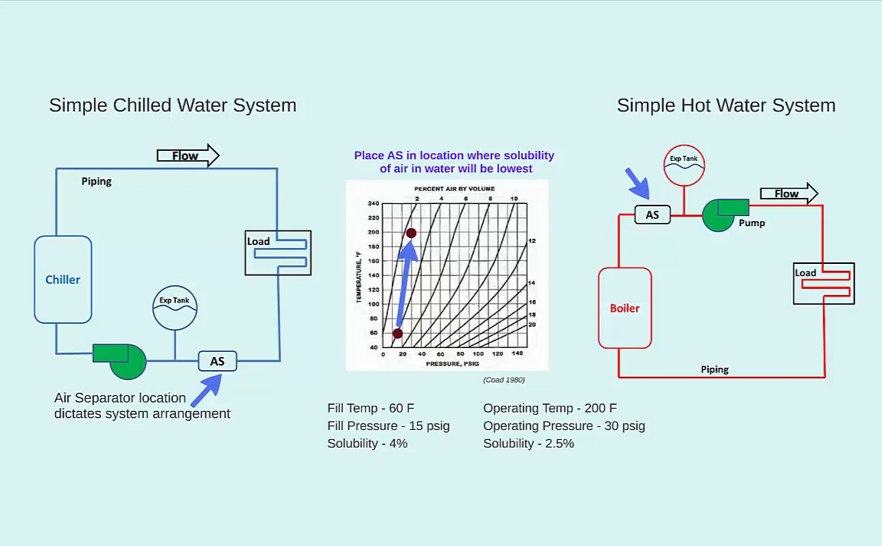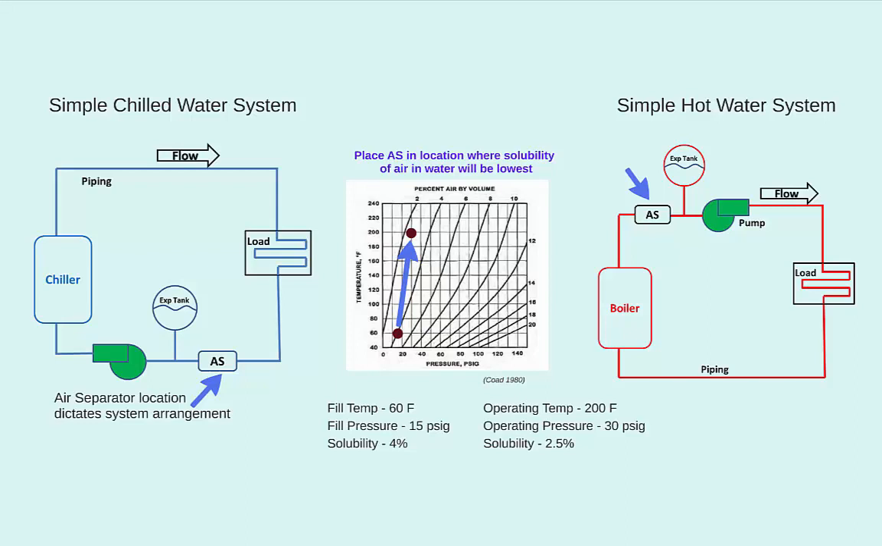We would also like to place the air separator at a location where the temperature is the highest. In a hot water system, that would be after the boiler. In a chilled water system, the water temperature would be the highest after the cooling coil, but before the chiller. Therefore, the schematics shown here are the best arrangements for reducing air in the system. That is not always the case for existing systems, but whenever possible, new construction should be following this arrangement.